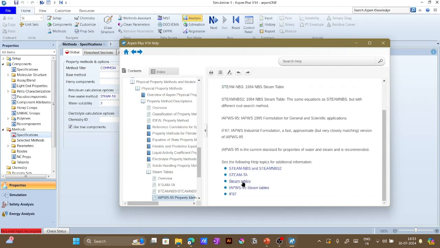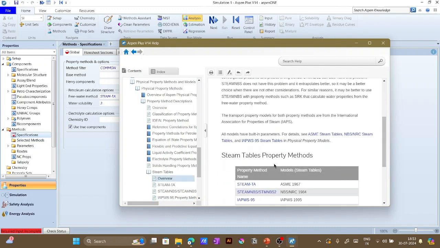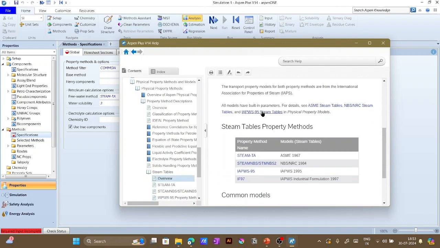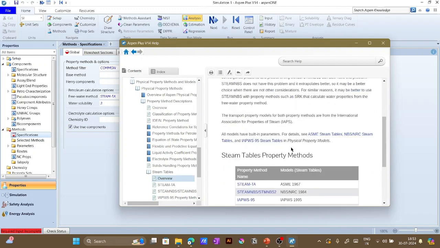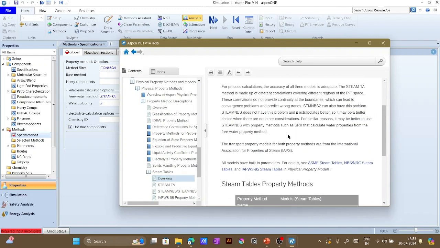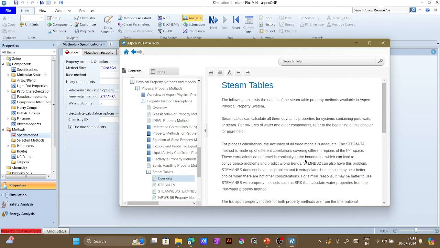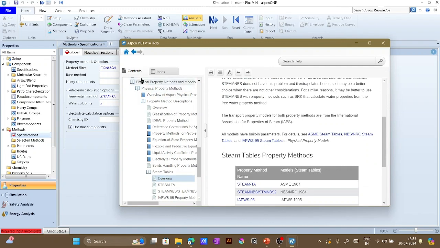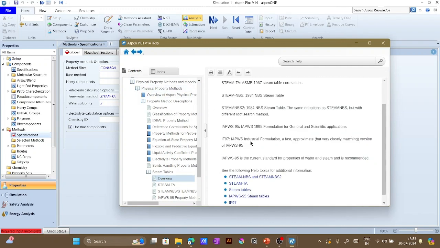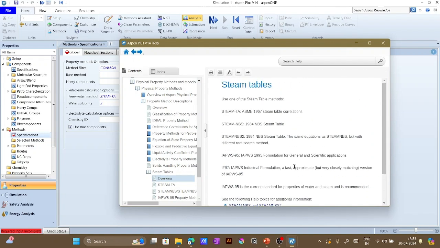All of these methods are steam related, so most of them are high pressure methods, like the values are estimated at high pressure. If you see the details of each of these methods, you will understand what the range of these methods is. If Aspen doesn't have it present in the help manual, you can also search on Google, and you can find the data of this method and understand where they have applied this condition.